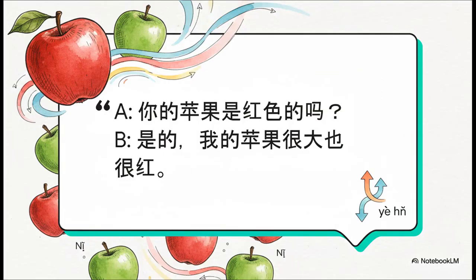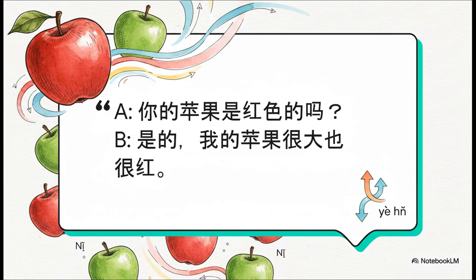Okay, let's practice this. I'll take speaker A, and my colleague will be speaker B. First, we'll do it at a natural pace. 你的苹果是红色的吗？ 是的，我的苹果很大，也很红。 Okay, good. Now let's break it down really slowly and focus on those tones.